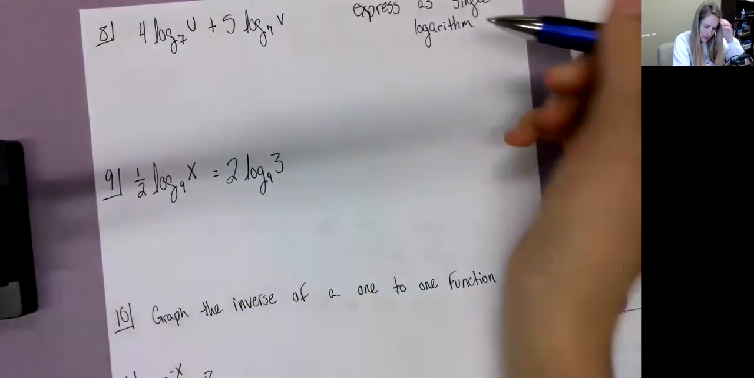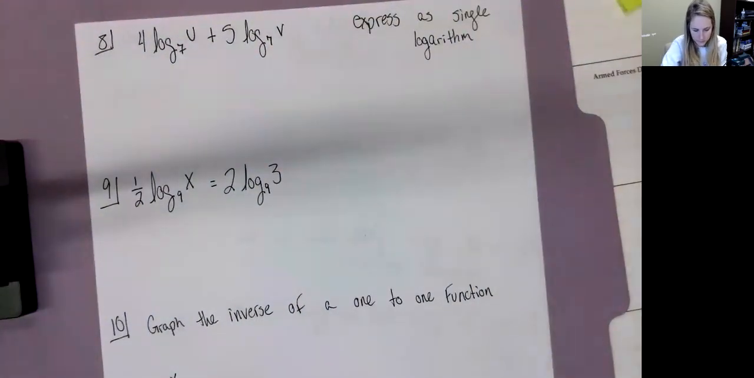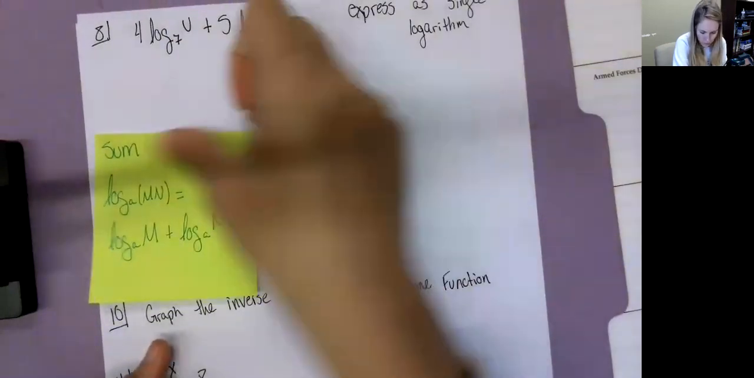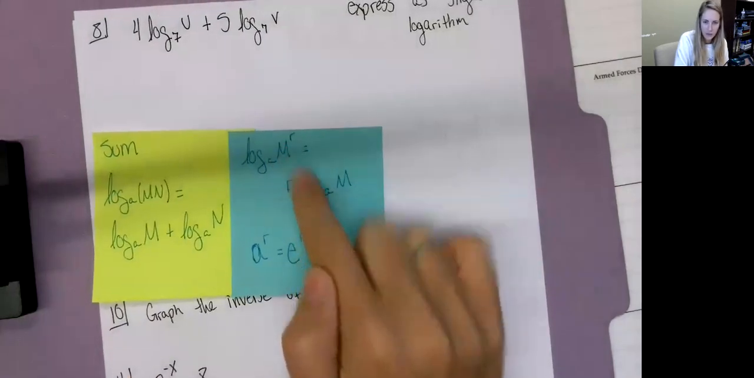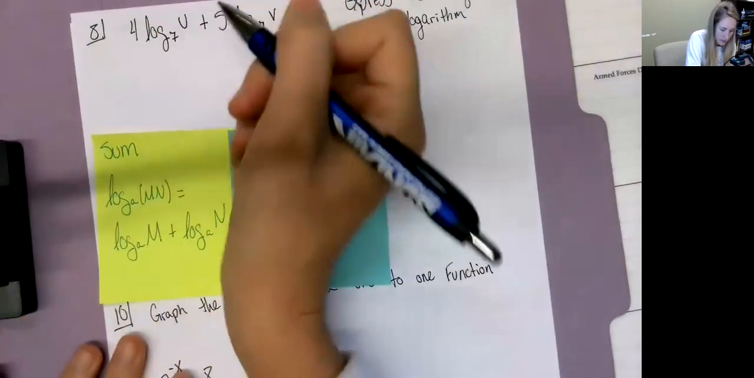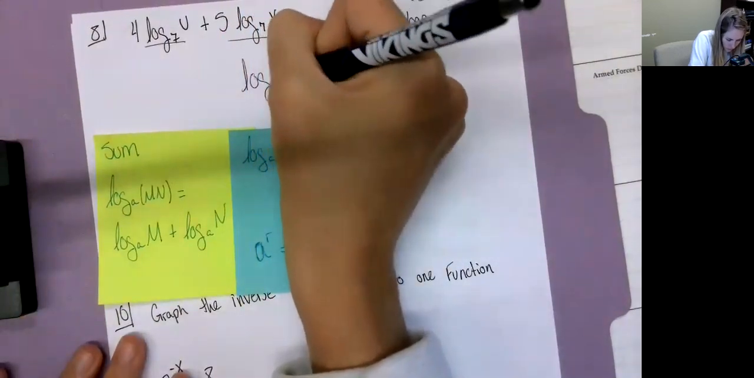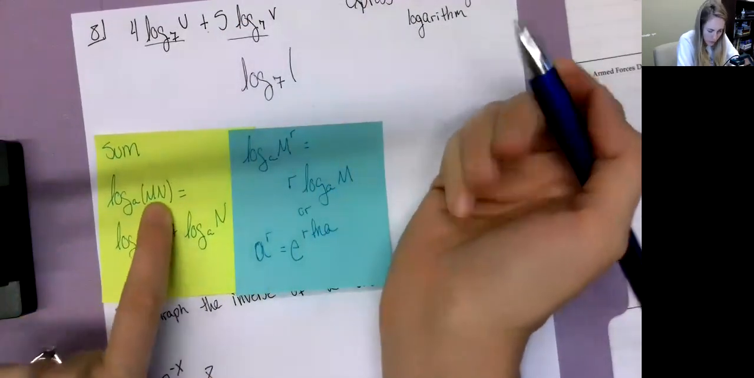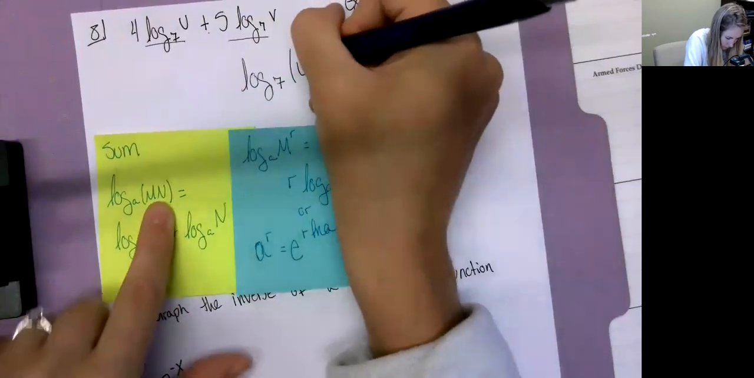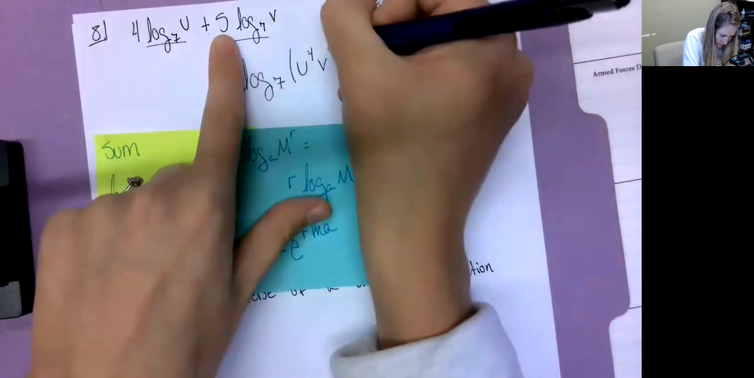All right, express as a single logarithm. On this one, we're using this rule as well as that one with the exponents that we bring to the front. So since both of our bases are log 7, we're going to have log 7, and since it's adding, we're going to have this multiplication one. So we're going to have u, and now that front number is the exponent. We're going to have v, and that front number is an exponent. And that would be it.